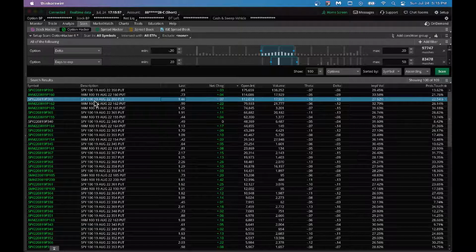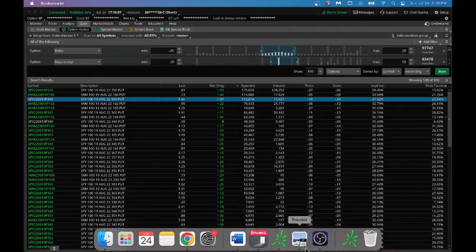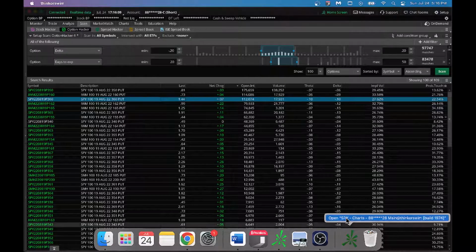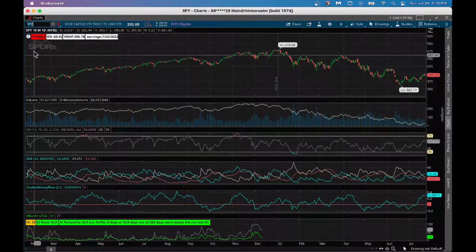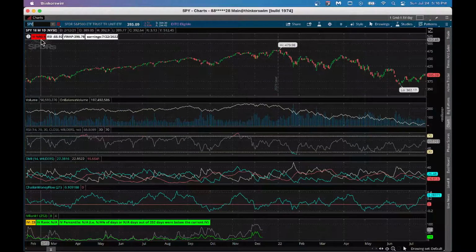100 quantity, 360 put here. We are making some good money here. Let's go back to our chart here. SPY 360, right now SPY is 395. We are selling at 360. And look, IV percentile or IV rank is 50, which is good for an ETF here.